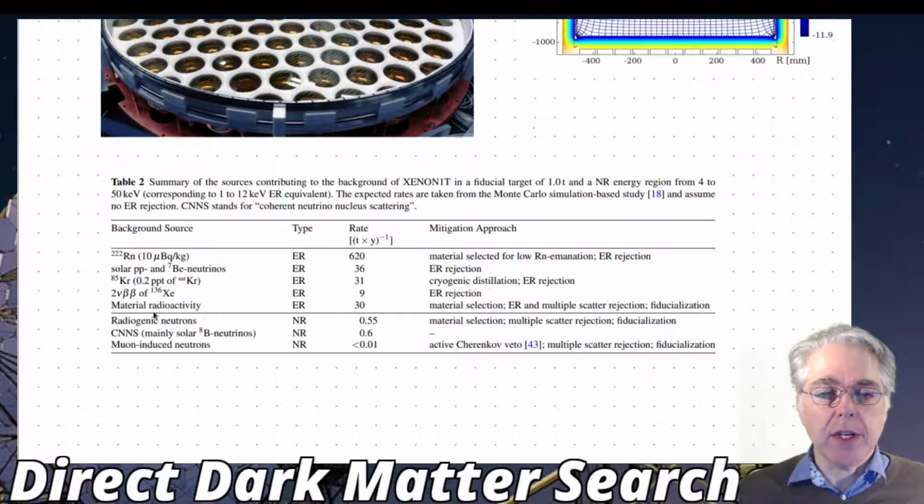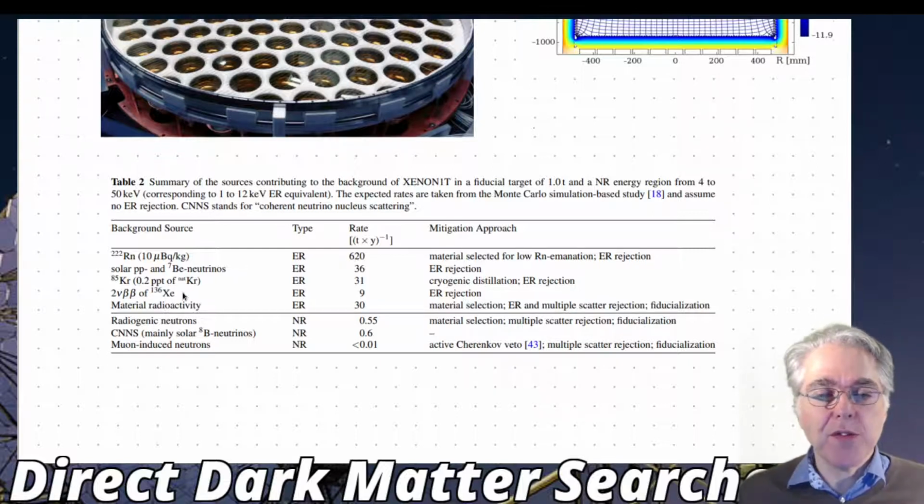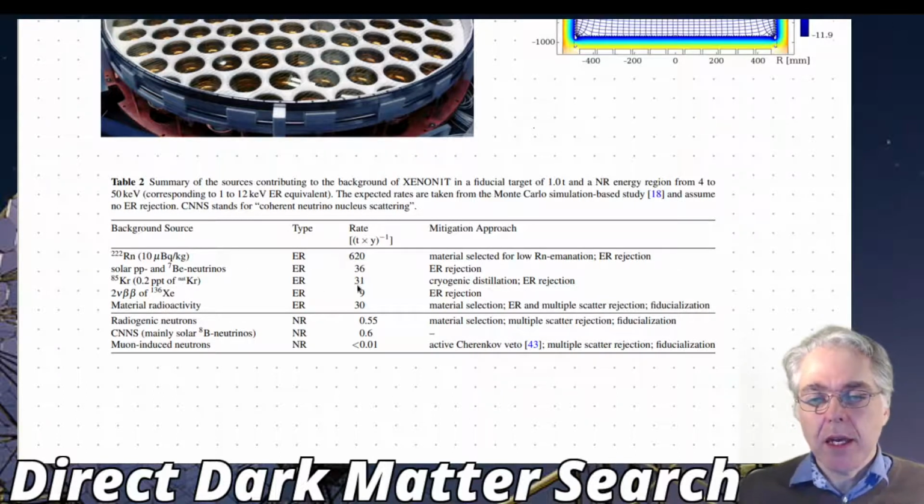That's electron recoil events. The solar neutrinos, also electron recoil events, will be producing 36 events per ton per year. And then there's some krypton, which comes mostly from the nuclear bomb tests. That's leading to 31 events per ton per year. And this is a quite interesting background. So this is a double beta decay of 136 xenon, which leads to 9 events. And then there is some material radioactivity, which still leads to 30 events.